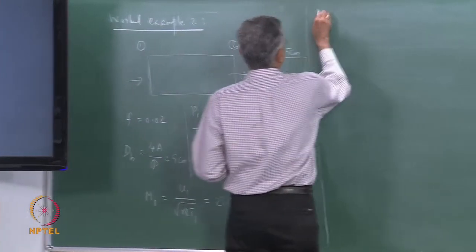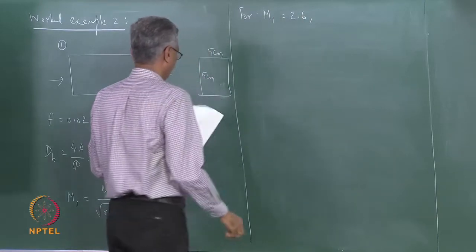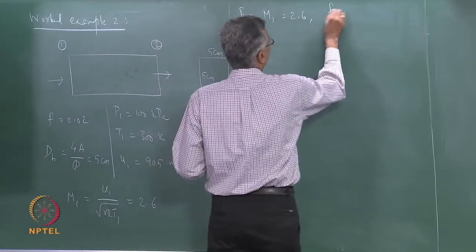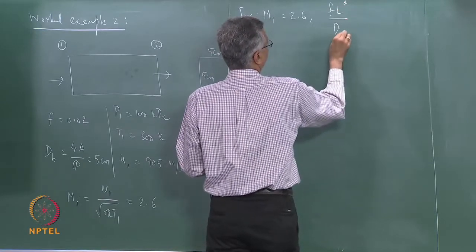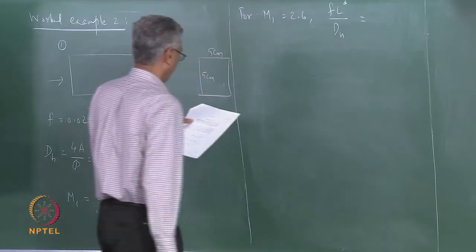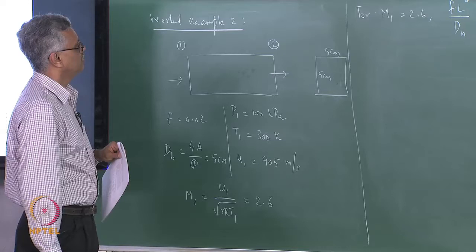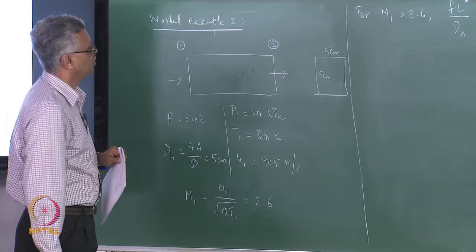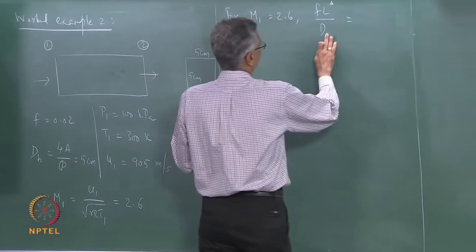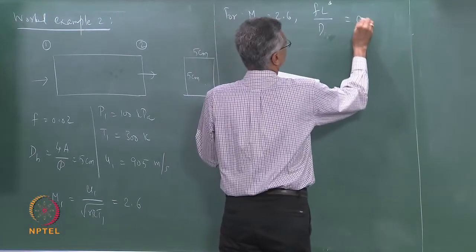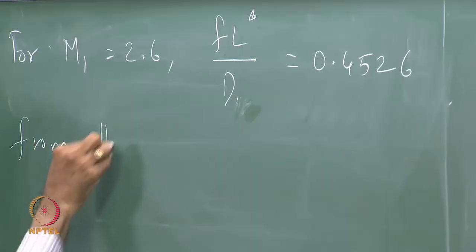So, for M1 equal to 2.6, f L star divided by D_H comes out from the table as, I am sorry, f L star over D from the table we can get to be 0.4526, from the Fanno table.